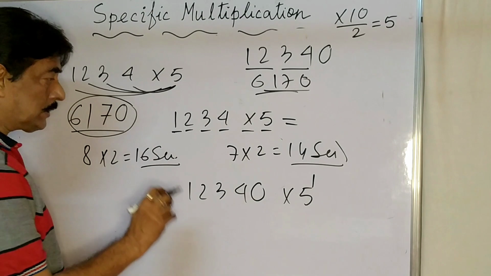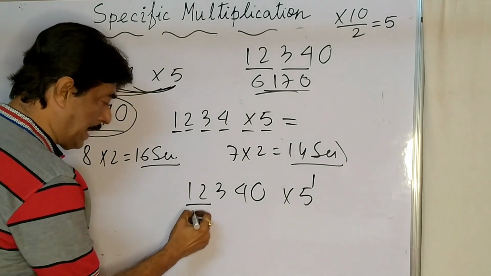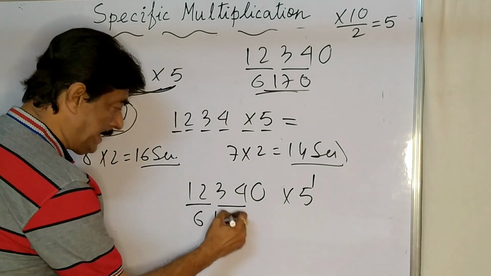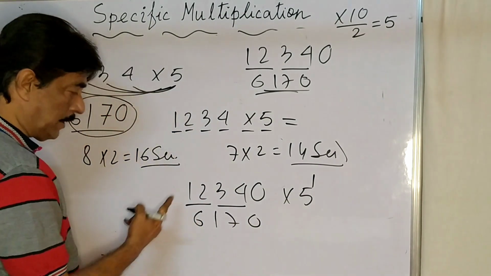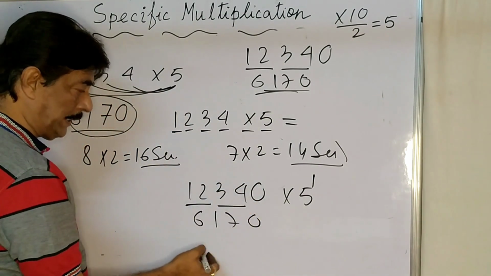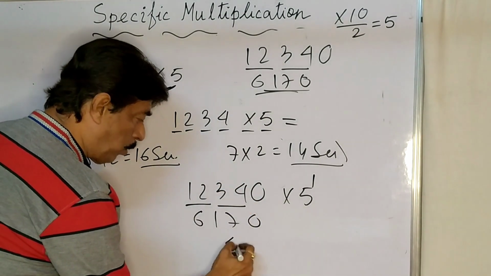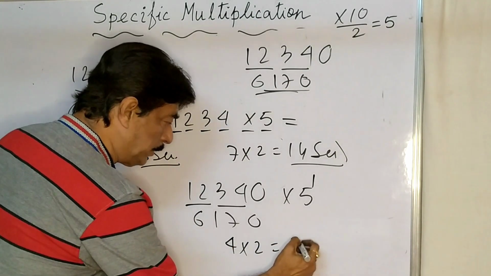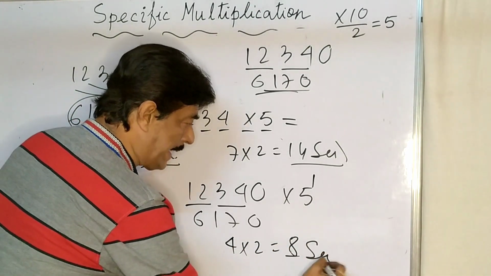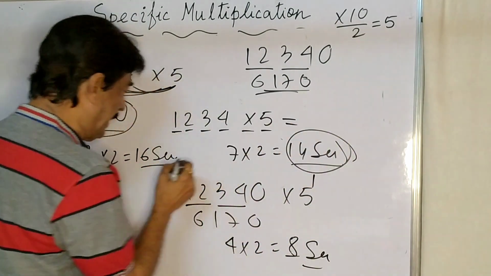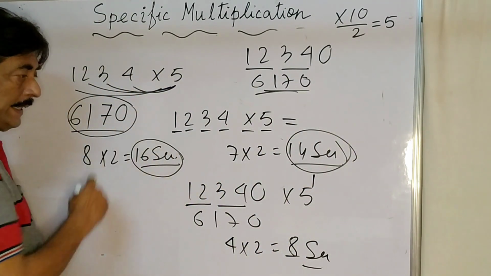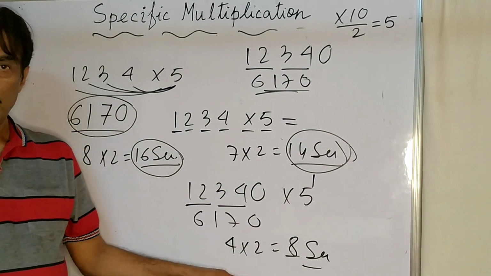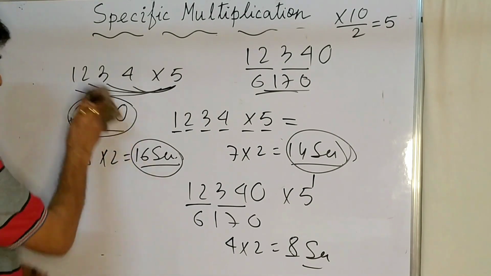That is the logic. Now start from here. Make it 6, make it 70 and put the 0. These are the 4 operations: 1 time halving, 2 times halving and put 3. 4 times operation. So 4 into 2, a man can do this operation in 8 seconds, whereas the calculator does it in 14 seconds and a general person in 16 seconds. We have to minimize the time. Now, the next application.